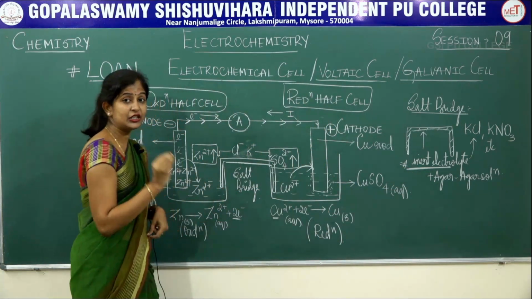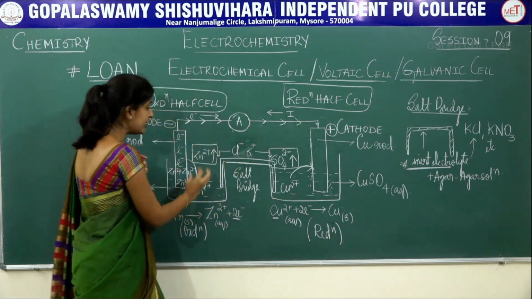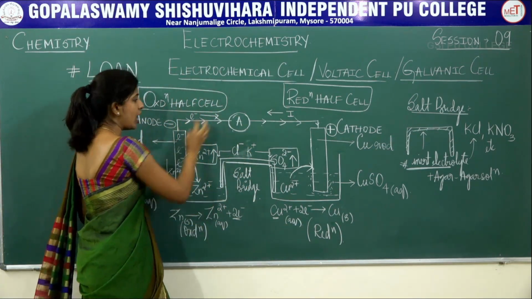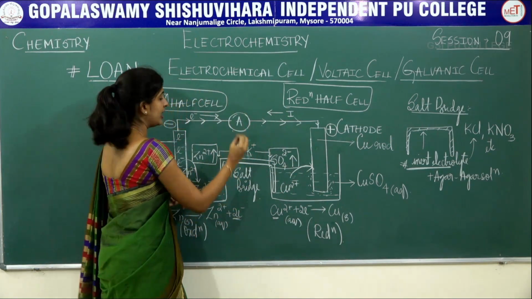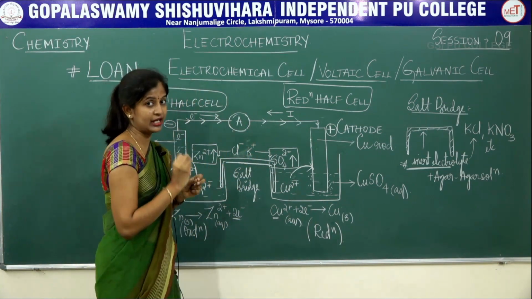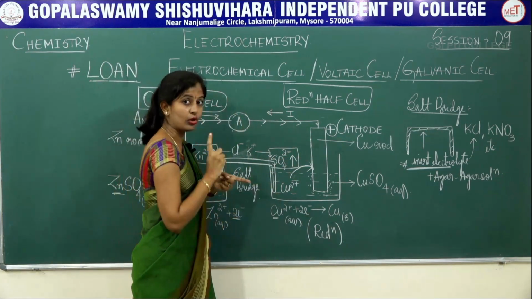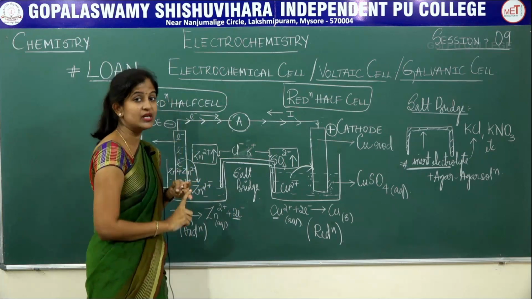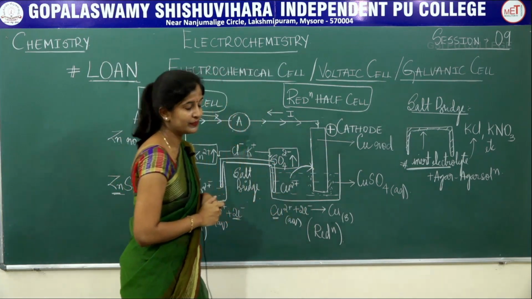That is, the electrolyte used in the salt bridge should not react with any of the ions or your rod present in the half cells. That is the meaning of inert. So you have to select an electrolyte which will not react with either of the chambers' rods or either of the chambers' ions. That's the meaning of using an inert electrolyte.